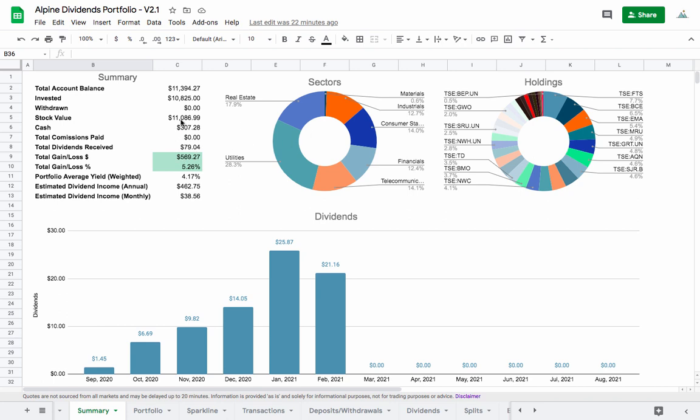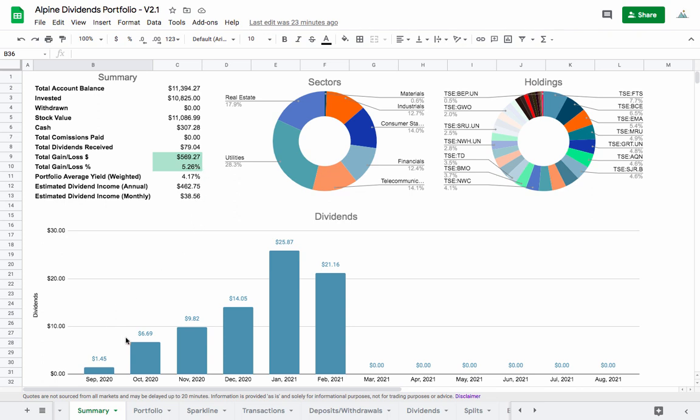But basically, my portfolio right now is sitting around $11,090 in stocks and $300 in cash. And so in this video, I'm going to spend the $300, and that puts me to a total account balance of around $11,400. And so based on the amount that I've invested, which is $10,825 is what I've put into the account, that means I'm pretty much up $570 or about 5.26%. So yeah, that's really nice to see.